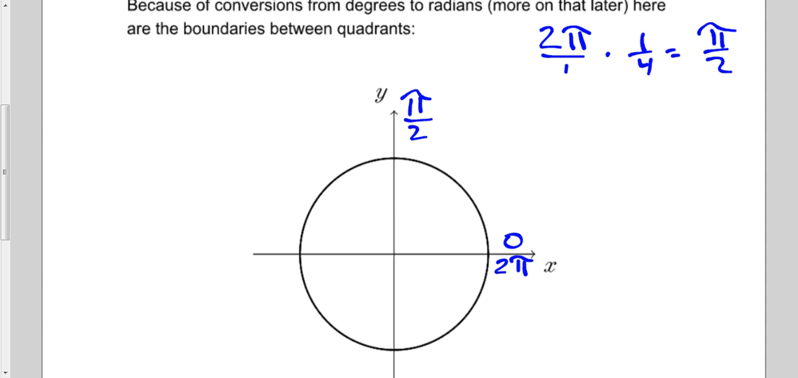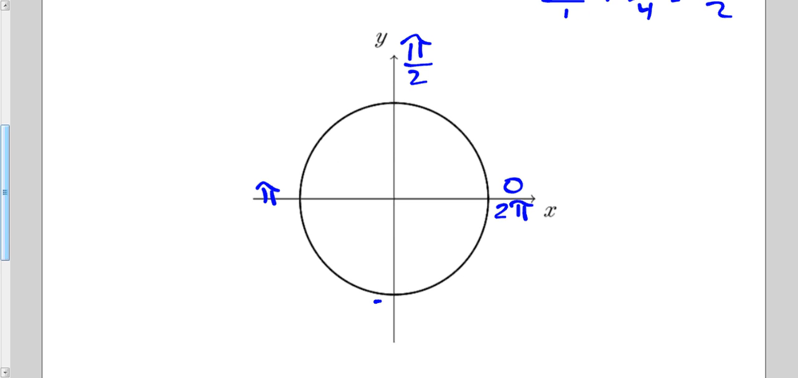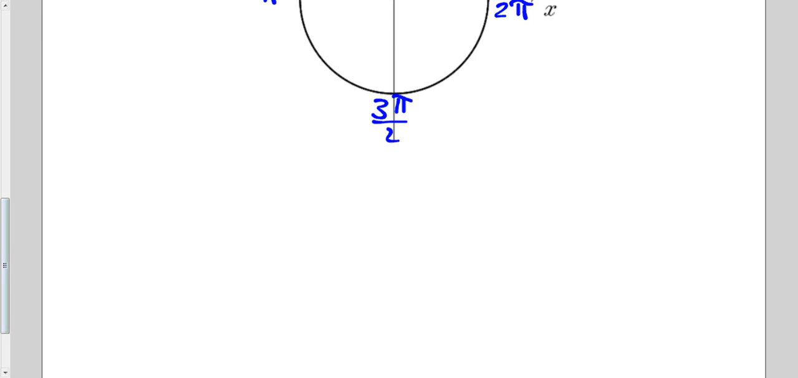Well, let's go here first. Pi. Good. And then Morgan? 3 pi. 3 pi over 2. 3 pi over 2. Okay. I like where we're at right now.